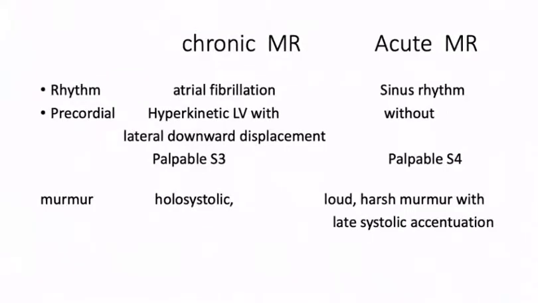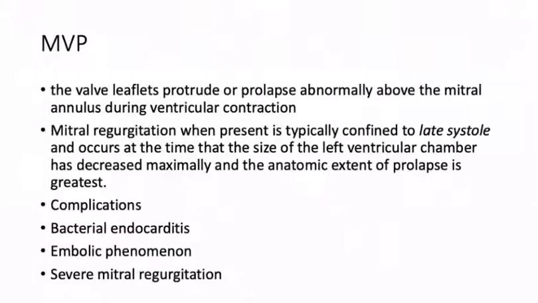So there is the comparison of acute MR with chronic MR. Mostly acute MR patients are unstable patients. In chronic MR, because of LA dilatation, they will have atrial fibrillation, and there can be hyperkinetic LV with apical displacement associated with S3, whereas S4 is seen in acute MR.